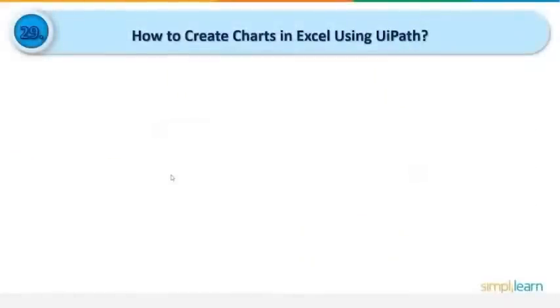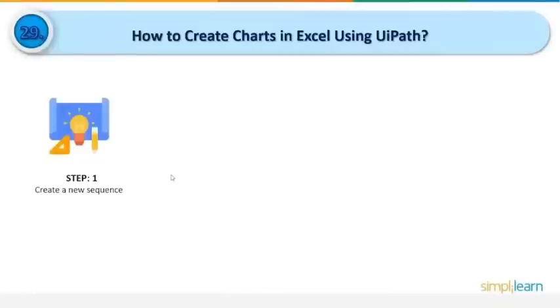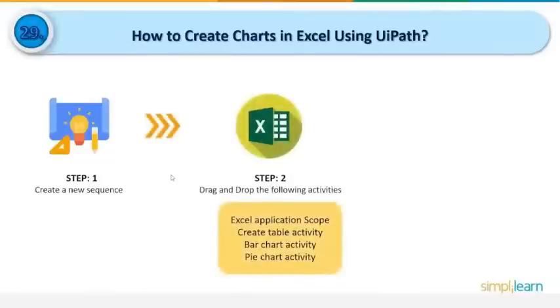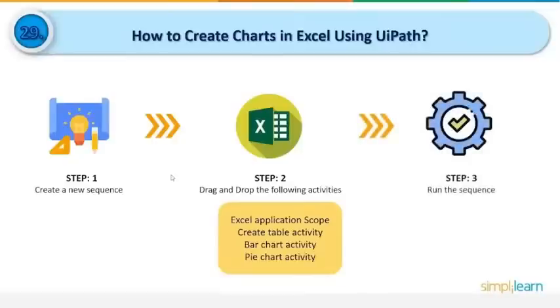How to create a chart in Excel. Step 1: create a new sequence. Go to UiPath Studio, create a new sequence, and then drag and drop the following activities. To create a chart, we need to use the Excel Application Scope, Create Table activity, and Bar Chart and Pie Chart activities, depending on which type of chart you want to create. Then at last, after completing, run the sequence. We will see a demo of this in UiPath Studio.